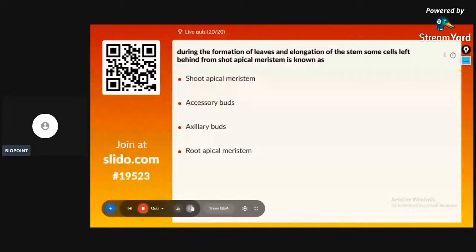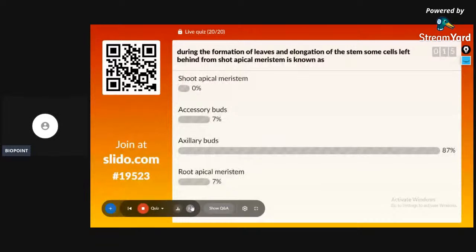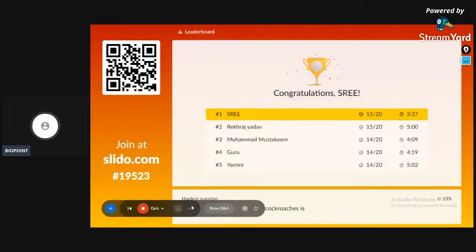Keep your fingers crossed and wait for the result. 15 students in the last question and the leaderboard for the day. Very good. Shri is the winner with 15 on 20 points. Then we have Rekraj Yadav with 15 on 20 points, Muhammad Mustaqim with 14 on 20 points, Guru with 14 on 20, Yamini with 14 on 20.